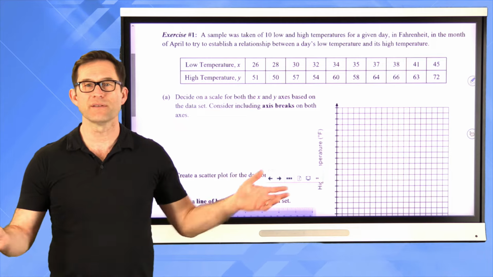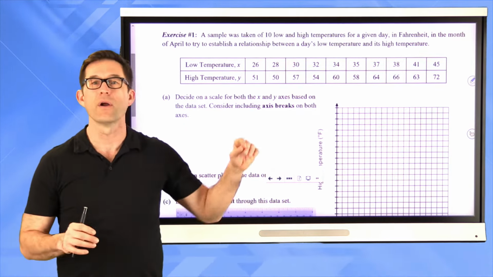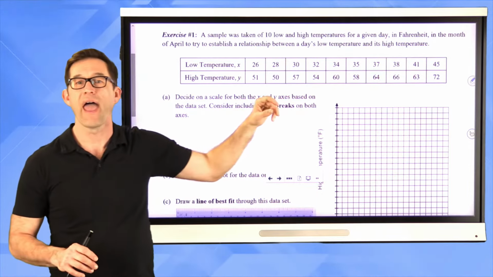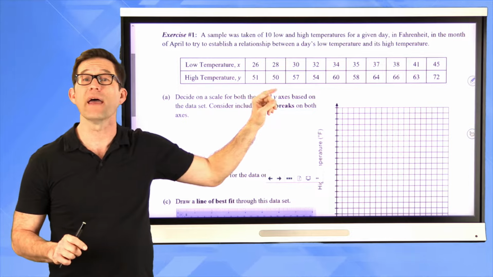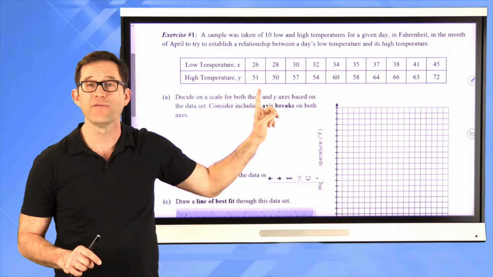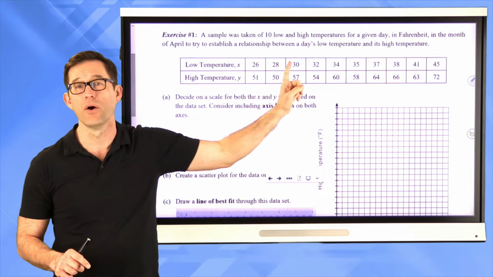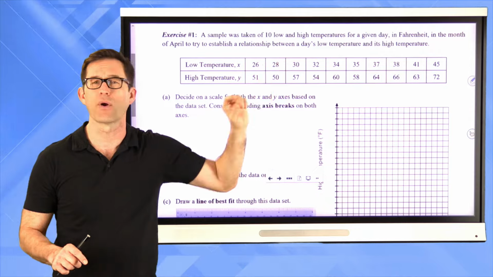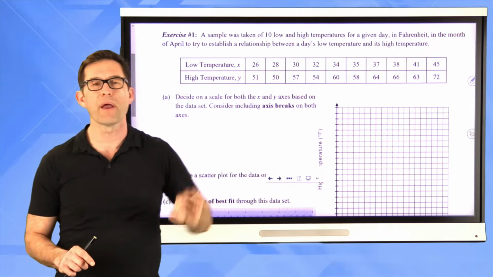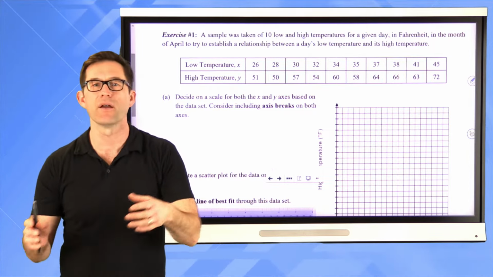All right, so let's talk about this. It's April, wherever, and we take 10 low temperatures, and again, these are paired up by the day. So on the day when it was 26 out as a low, it had a high of 51. Then there was a day where the low was 28 and the high was 50, a low of 30, a high of 57, etc. Whenever we have a bivariate data analysis, those data pairs have to be matched up. They both belong to the same person or the same day or whatever.